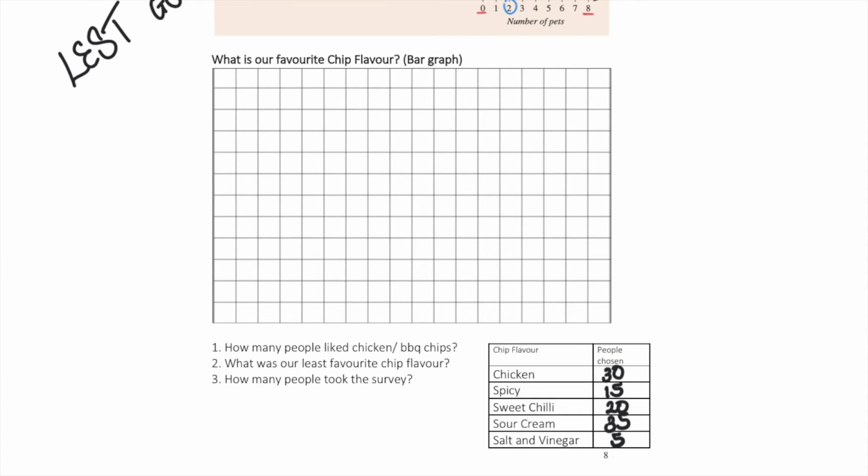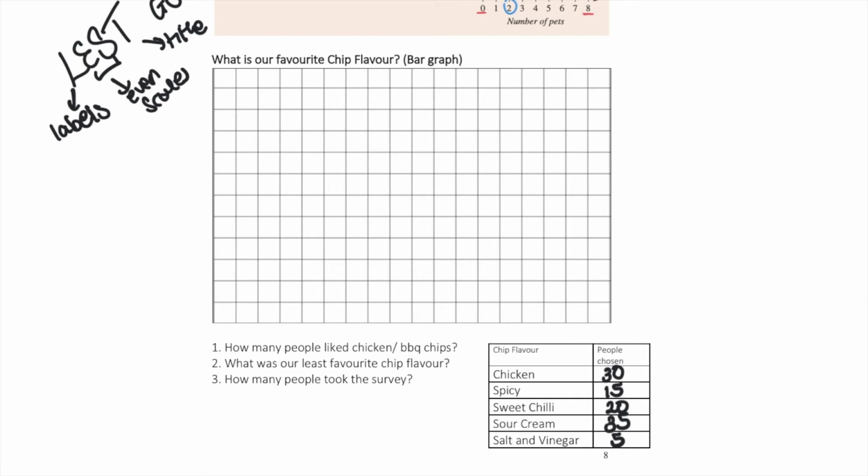What does LET'S GO stand for? The L means we need labels. The ES stands for even scales and bars. And the T is a title. So don't forget these things when we are making a bar graph.